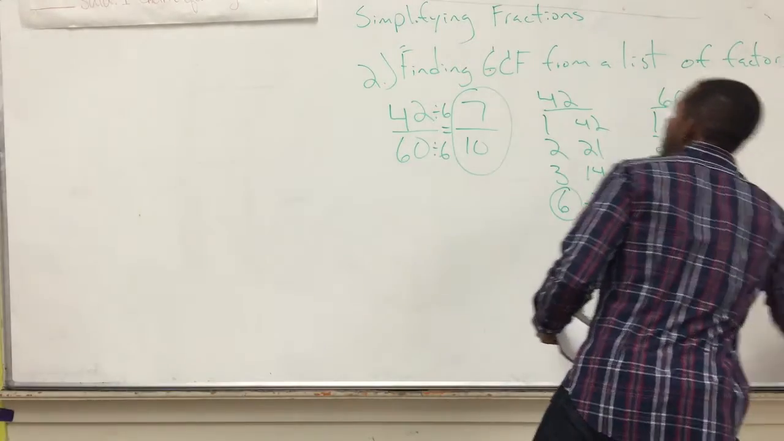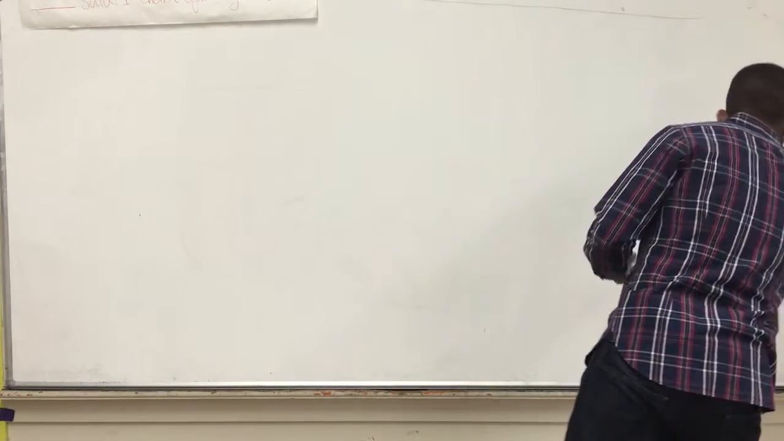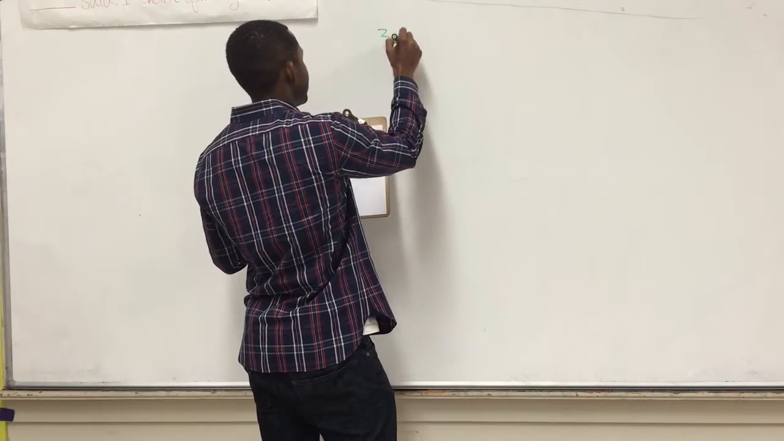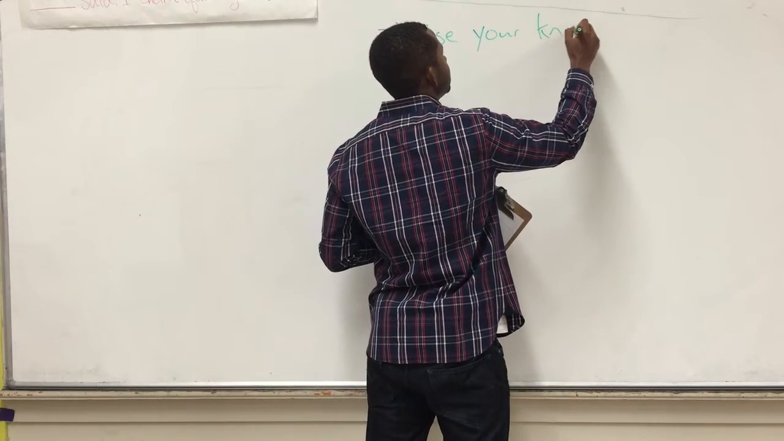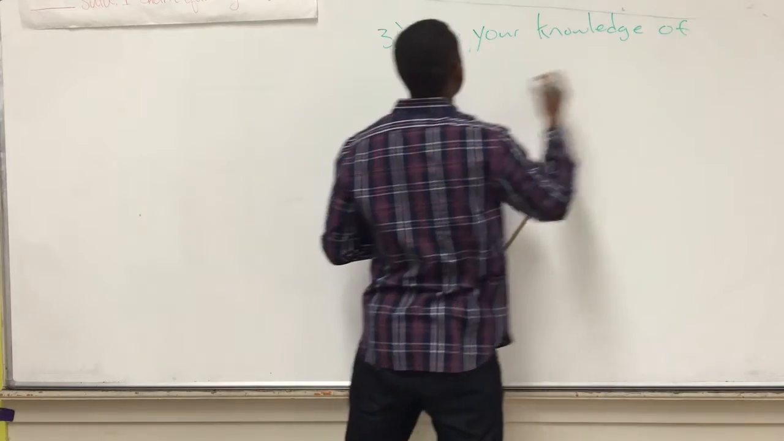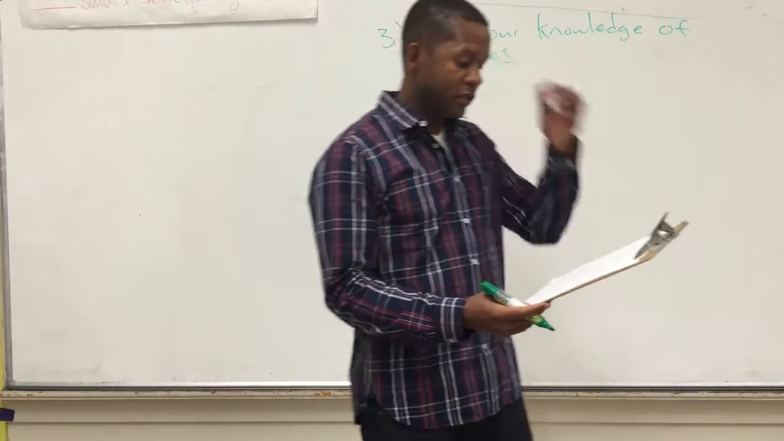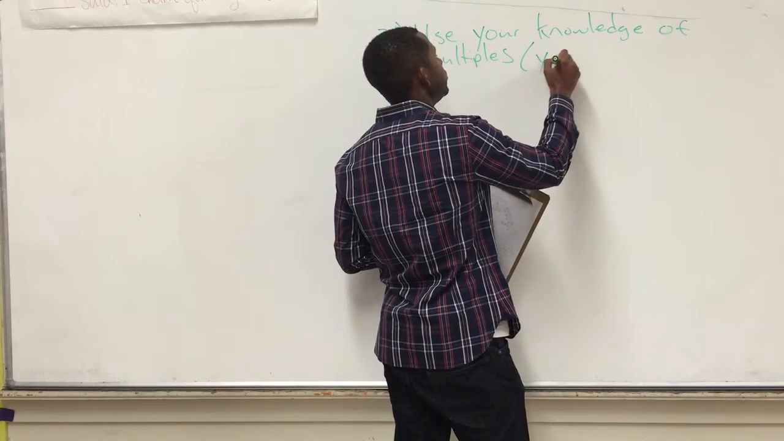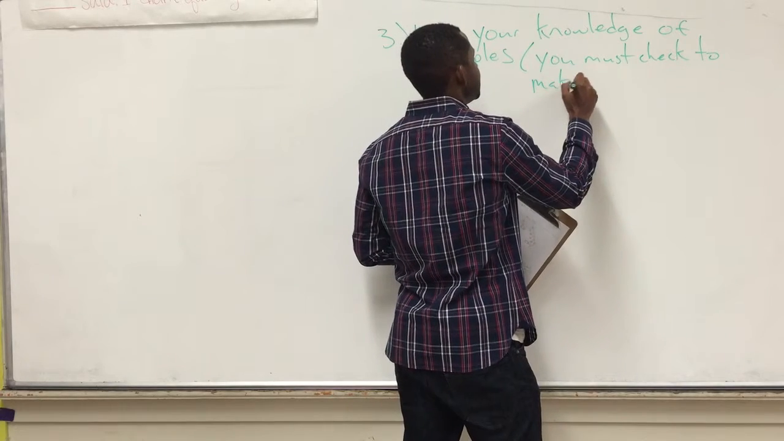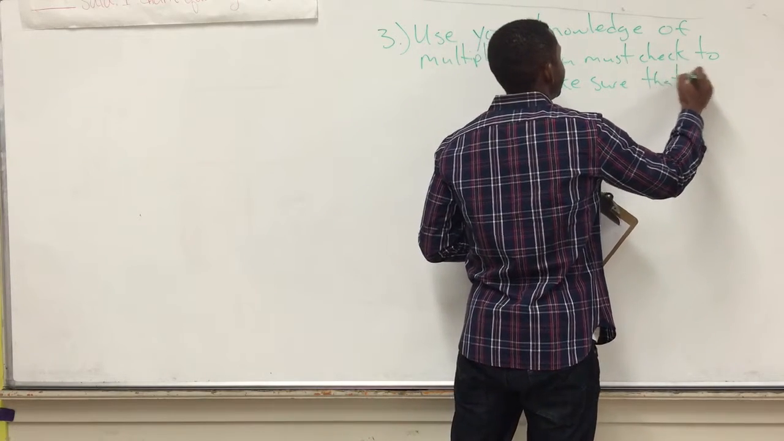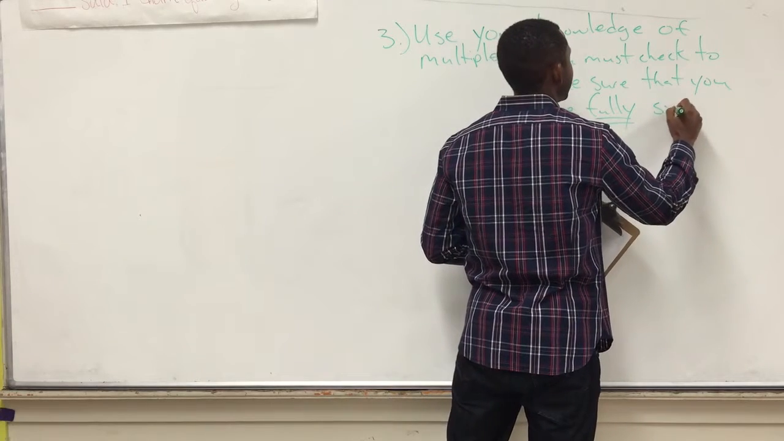Last one. The last way that I know how to simplify fractions, says 3: use your knowledge of multiples. Okay? So for this one, using your knowledge of multiples, you got to remember that you must check to make sure that you have fully simplified.